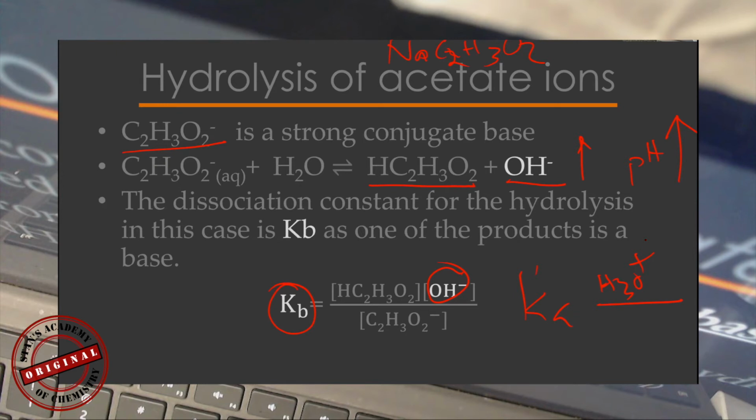Kb expression means the product. So you're writing a Kb expression, the product has OH minus. If you write a Ka expression, the product will have H positive or H3O positive. Okay, that is something that has to be true.